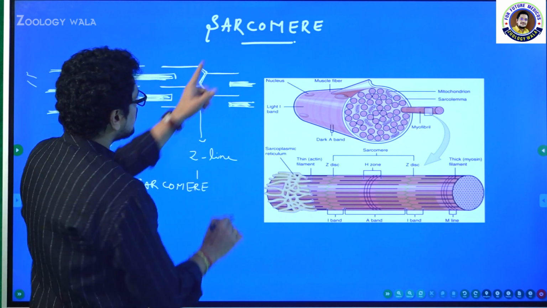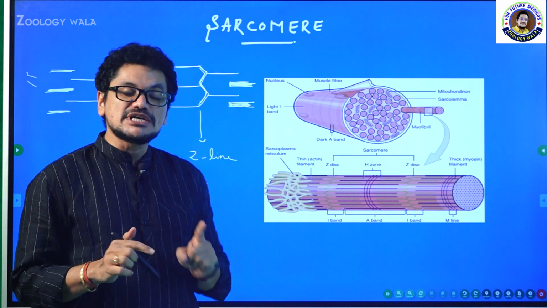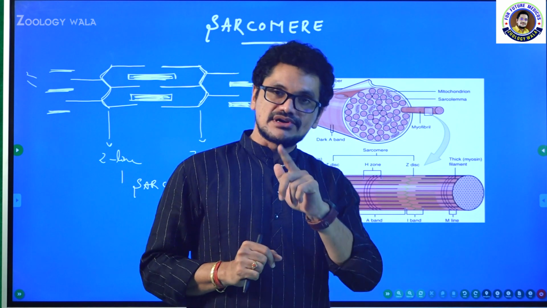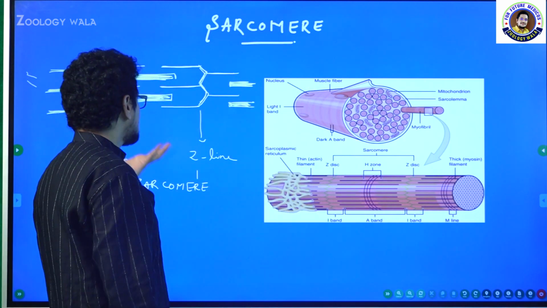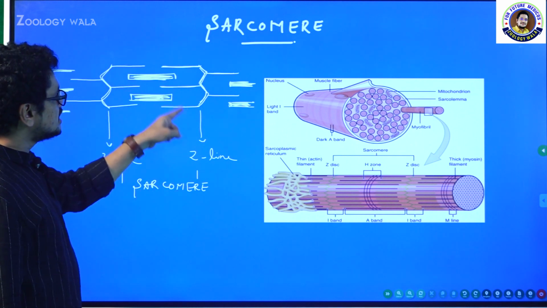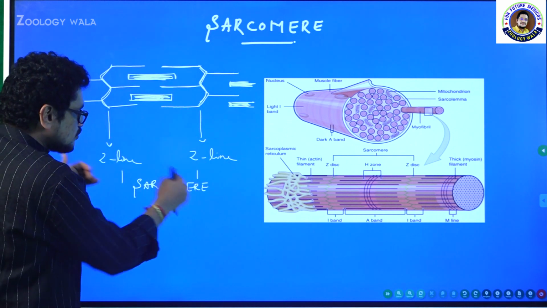S-A-R-C-O-M-E-R-E. Sarcomere means the distance present between two successive Z lines. You can see the thin filaments and the thick filaments also in one sarcomere.